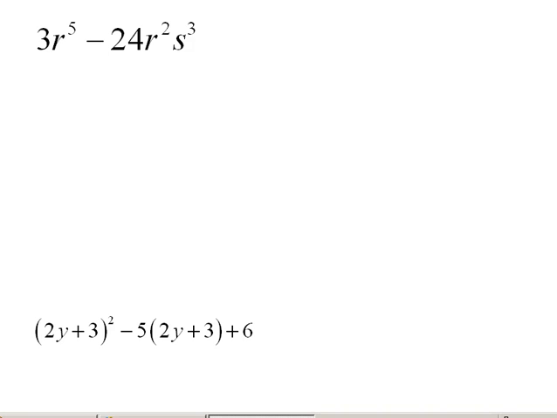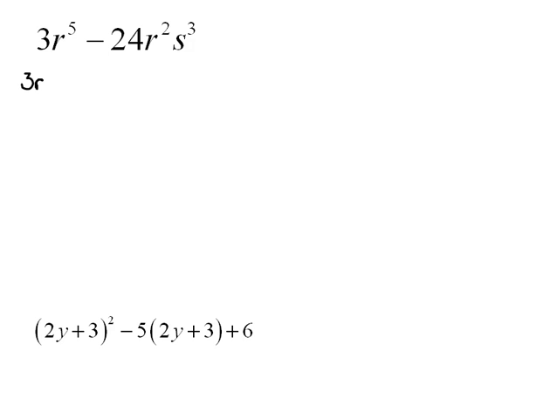Alright, we're going to finish up now with more factoring strategies. So here again, we have a problem, and our first rule is always to factor out the GCF. In this case, we actually do have a GCF because there is a 3 that is common to both terms, and they also both have r's in them. They both contain an r squared.